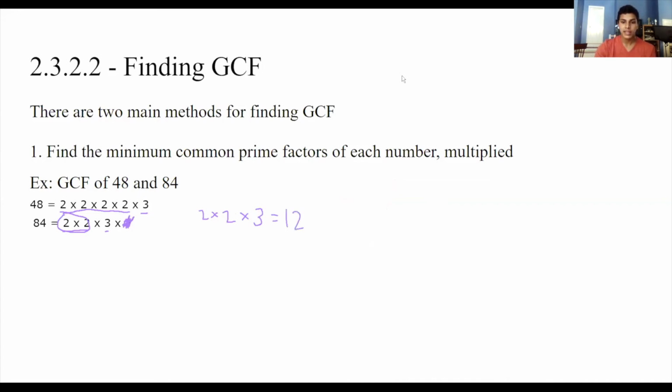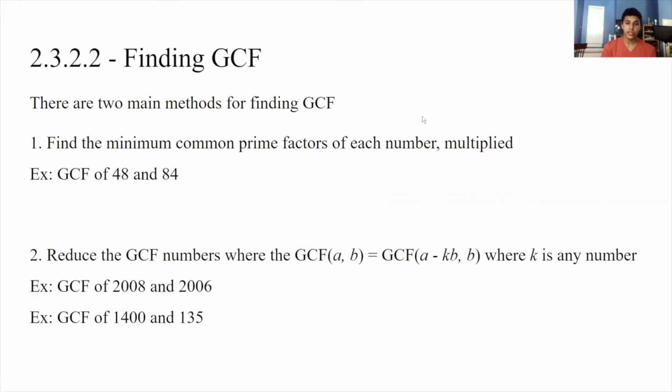Now, my second method for finding prime factorization, and this tends to work a little bit better when the numbers you have are a little bit bigger, is to reduce the GCF of the numbers, where the greatest common factor of two numbers, A and B, will be equal to the greatest common factor of A minus KB and B, where K is any number. So that was probably really confusing, so bear with me, I promise I'll explain it.